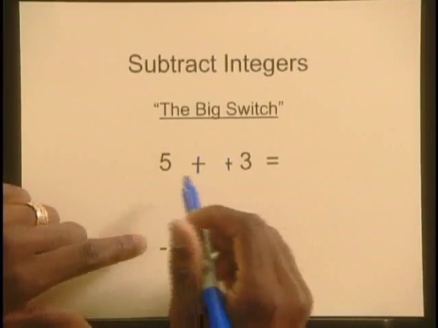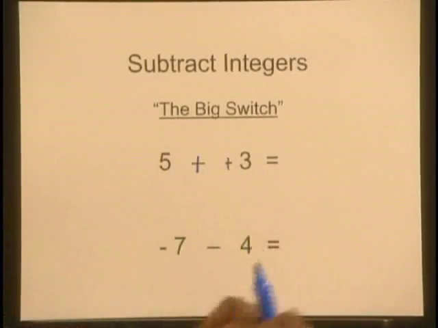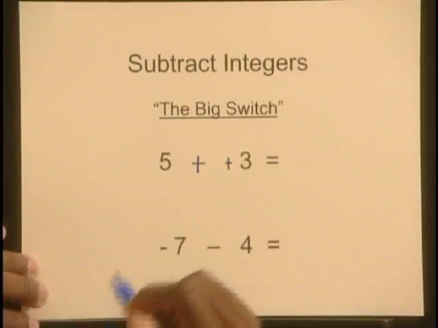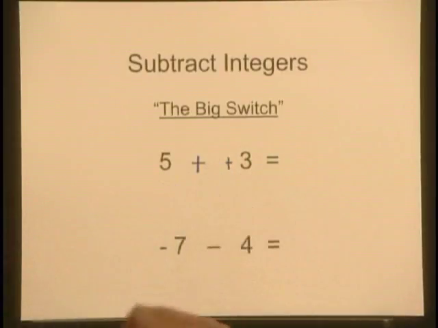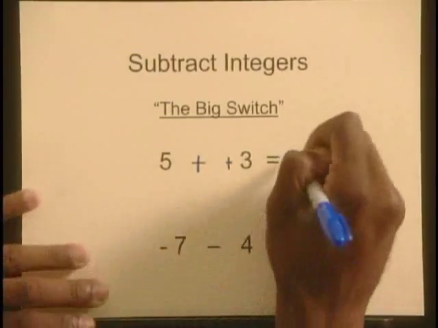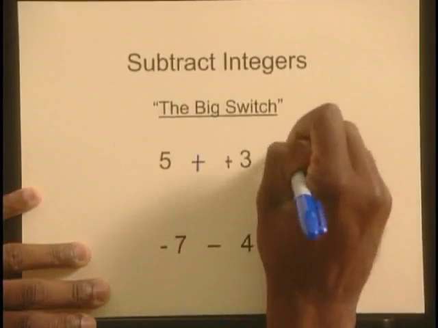So in this case here, we had 5 minus negative 3, which was confusing. After the big switch, it is just 5 plus 3, which gives us what? 8. You got it. 8 is the answer.